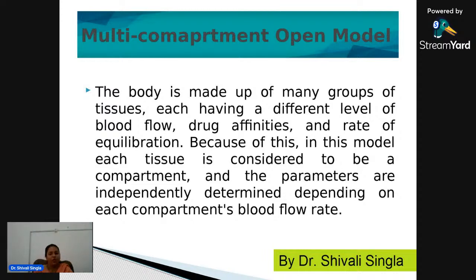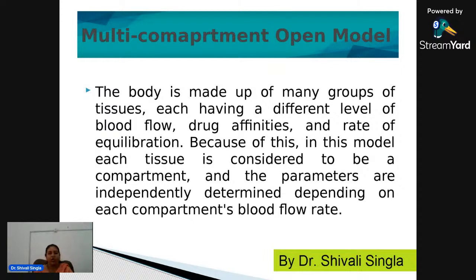Means here, if we talk about lungs, kidney, heart, blood, the body is assumed to contain different tissues. Brain is a different compartment, heart is a different compartment, kidney is a different compartment, liver is a different compartment, and skin is a different compartment. Now the pharmacokinetic parameters of the drug, or rate constants, are calculated based on the blood flow and the drug's affinity to a particular tissue.